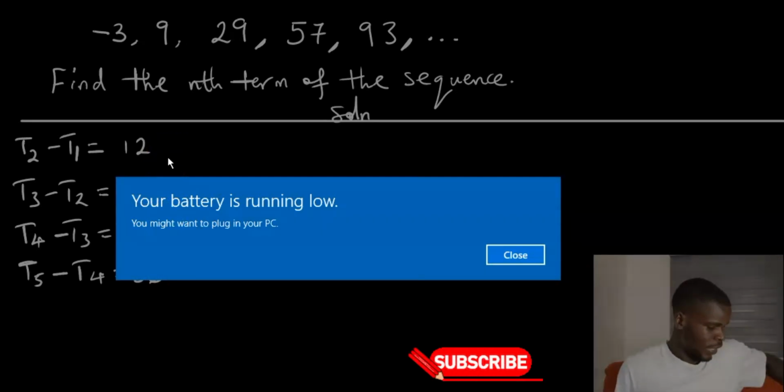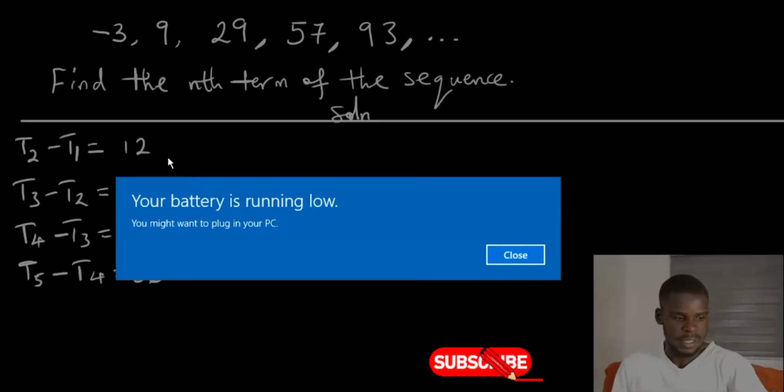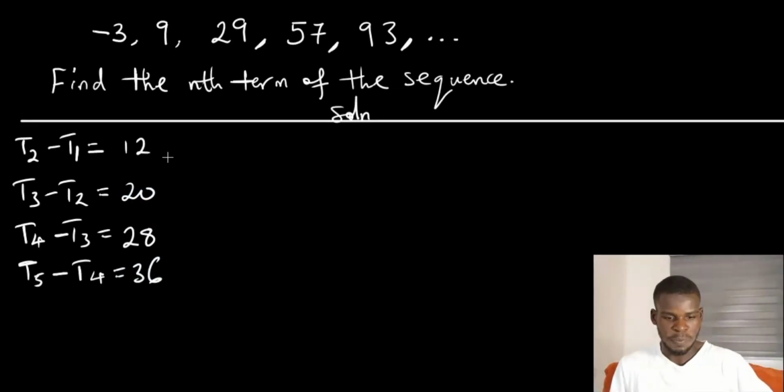Okay, great. So you notice that this difference, the difference between any two consecutive terms, gives us some sort of AP. You can notice that the differences increase by a constant, and the constant is 8. All right. Great. So that is a very good observation. That means our original sequence is not an AP, but the sequence of the differences between any two consecutive terms forms an AP, where the common difference of that AP is 8.